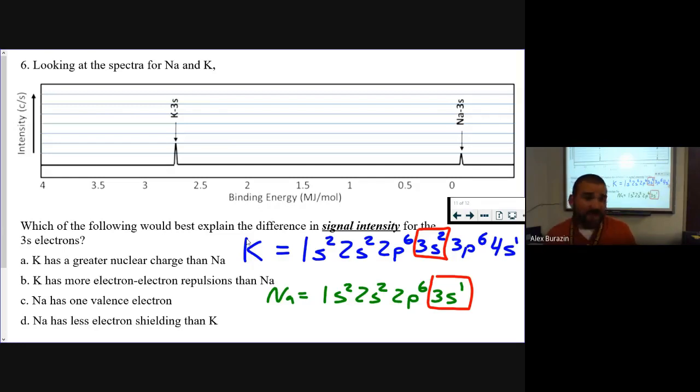Well, potassium has 2 electrons in 3s and sodium has 1. That's the correct answer. Now, none of these options are really that great. You'll notice the first one is talking about nuclear charge. That's protons, so that one can't be right. It's got to be out.